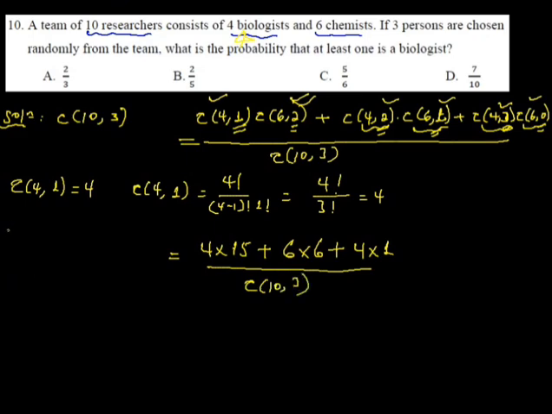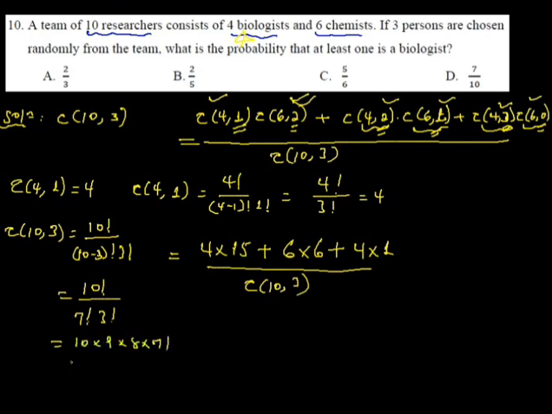But what is combination of 10, 3? Combination of 10, 3 means 10 factorial over 10 minus 3 factorial times 3 factorial. This is 10 factorial over 7 factorial times 3 factorial, which is 10 times 9 times 8 times 7 factorial over 7 factorial times 3 factorial, where 3 factorial is 6. Now we have something that can be cancelled. So combination of 10, 3 is 120.